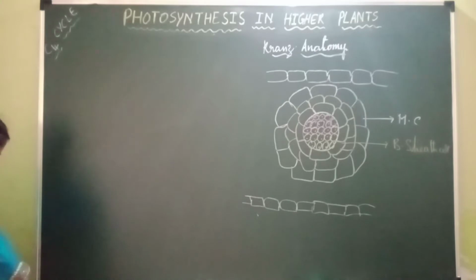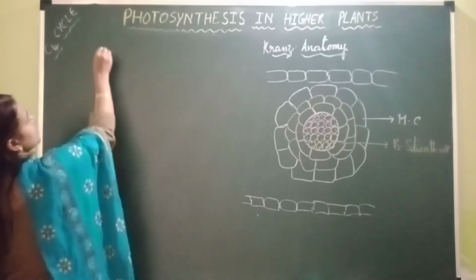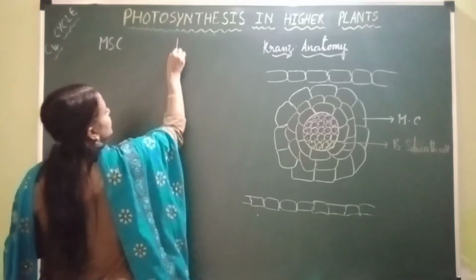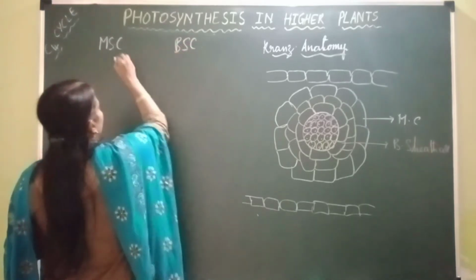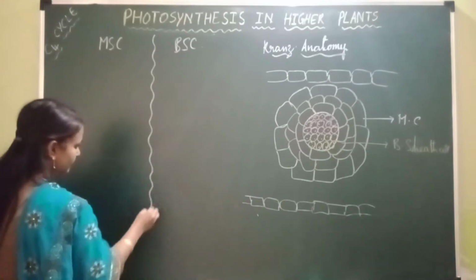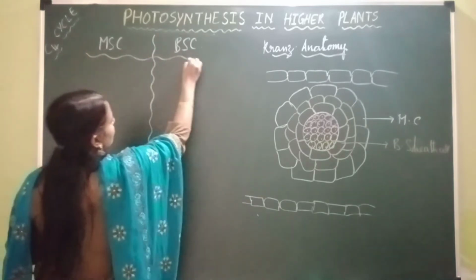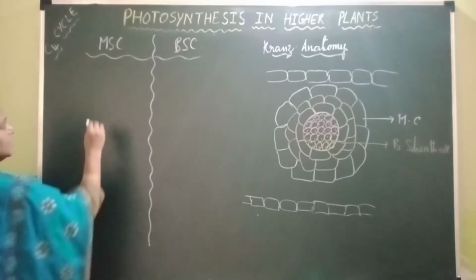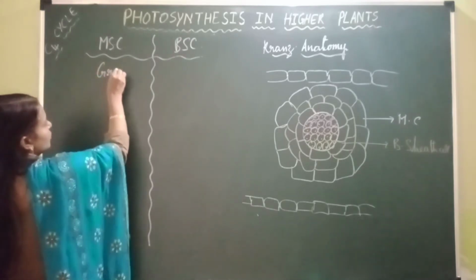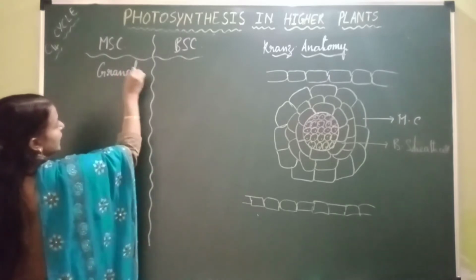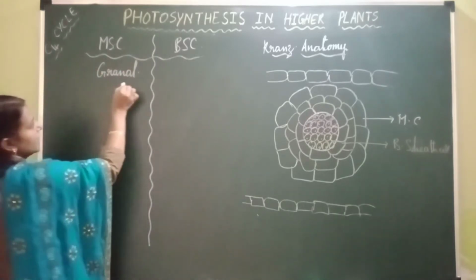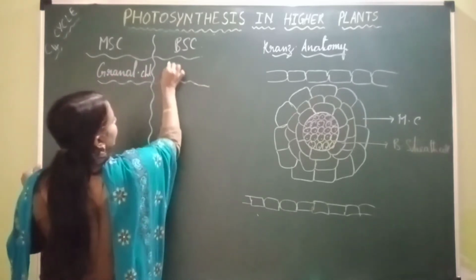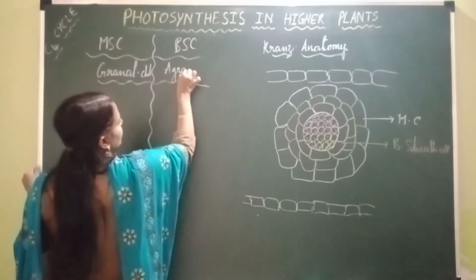Okay, now differences between mesophyll cells and bundle sheath cells. I am writing mesophyll cell as MSc and bundle sheath cell as BSc. Mesophyll cells consist of granal chloroplasts. Granal chloroplasts means chloroplasts which are with grana in them. They are called granal chloroplasts, whereas bundle sheath cells consist of agranal chloroplasts.